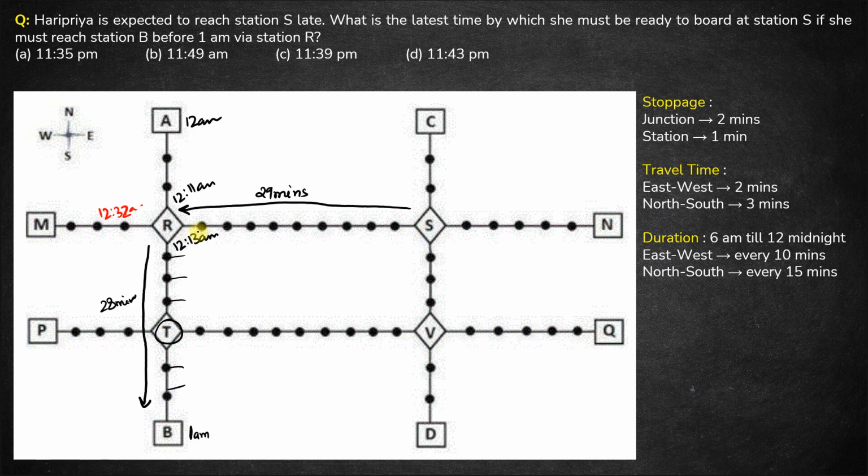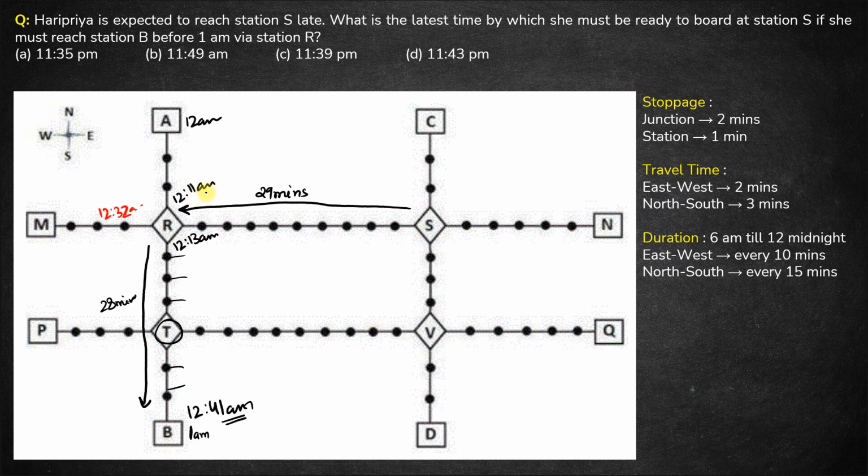So she will have to board a train at 12:13 and it will take her 28 minutes. So she will reach here by 28 plus 13, 12:41 am. She reaches here by 12:41 am. But that's not the question. The question is when should she leave S, or when should she reach S to board the train.